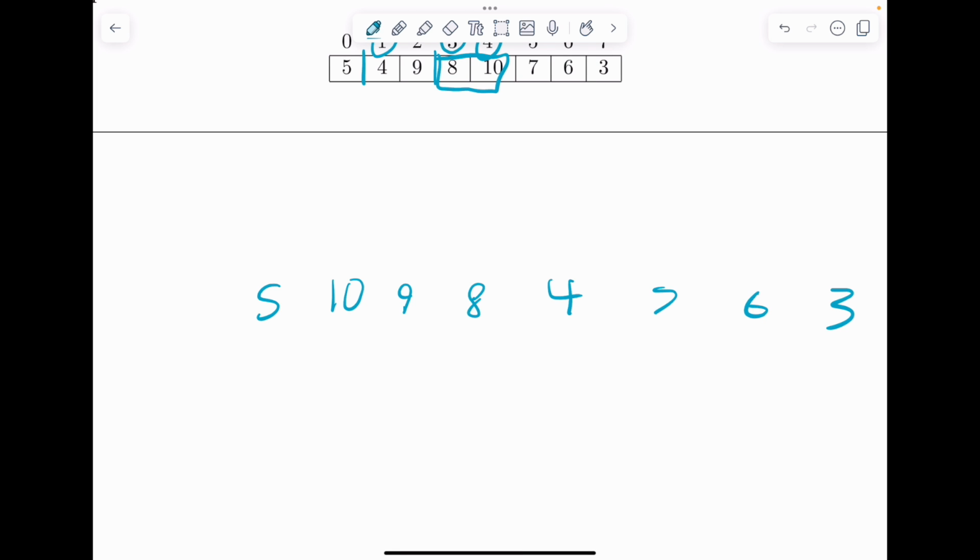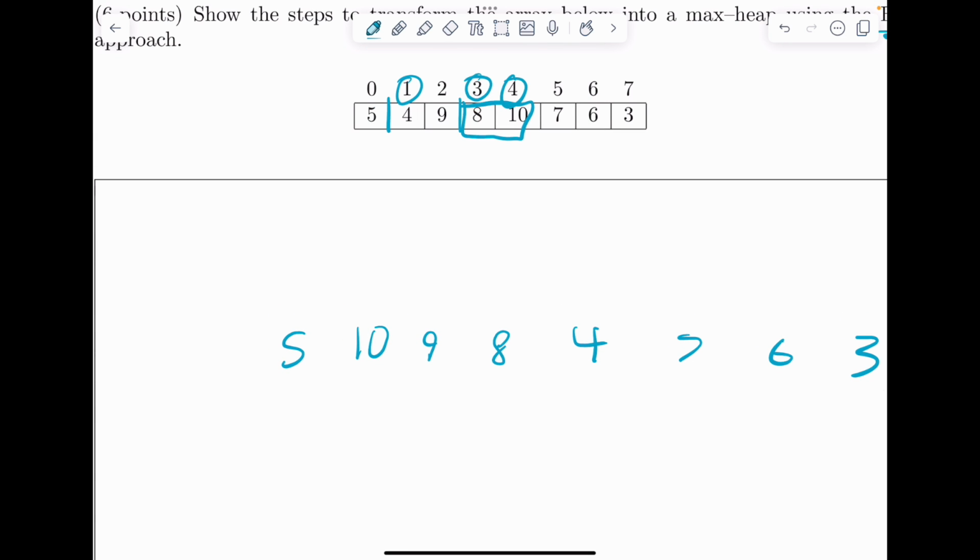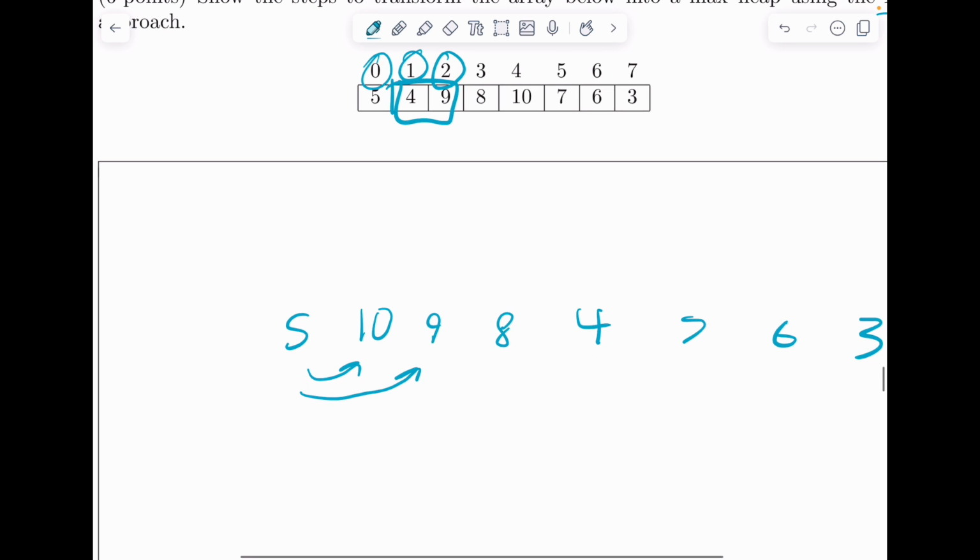We've got to check 5 with its children. 5 has an index of 0, so we are going to add 1 to make 1. 1 times 2 is 2, and the one to the left of it is 1. So its children are the indices at 1 and 2, which in this case are 10 and 9 now. Is 5 bigger than both of them? No, it isn't. So we're going to swap 5 with the biggest of its two children, which is 10. So now we have 10 and 5.